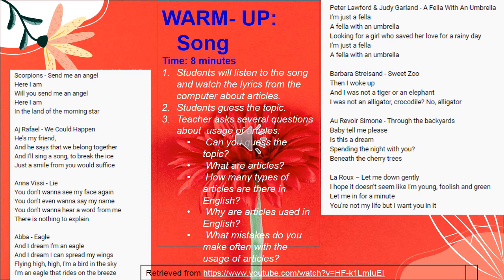As the students' level is intermediate, they have some understanding of this topic. That's why the teacher's questions after the song are to the point, and they will help to activate their knowledge.